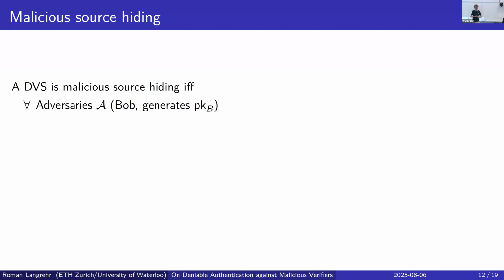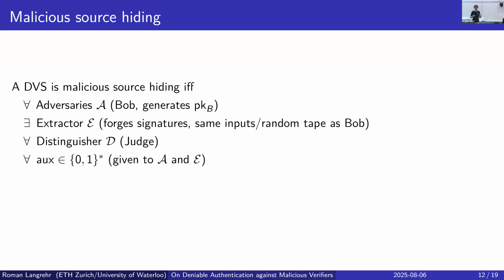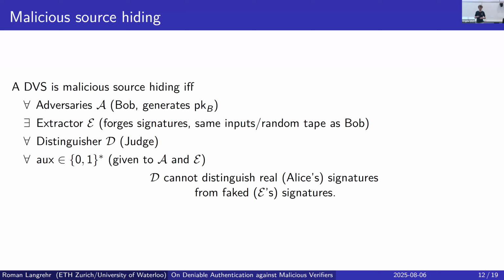So to summarize, our definition for malicious source hiding now looks as follows. We say that for every adversary A, this is meant to model Bob, and his job is to generate a public key, there exists an extractor that gets the same inputs as Bob, and in particular the same random tape, and forges signatures, such that for every distinguisher, think of this as the judge, and for every auxiliary input, which is given both to the adversary A and the extractor E, the distinguisher cannot distinguish between real signatures from Alice and fake signatures from the extractor.